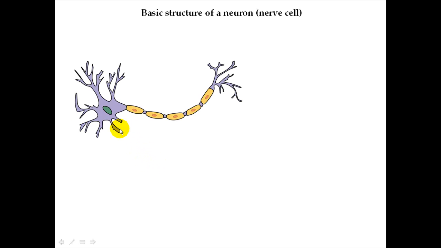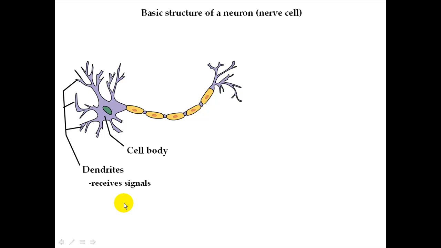So here is the body of the nerve cell, and this green splotch represents the nucleus of the nerve cell. Notice that the body of a nerve cell has all of these little extensions on it called dendrites. The job of the dendrites is to receive signals, for example, from other nerve cells.